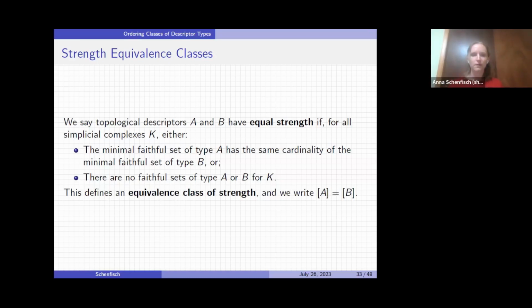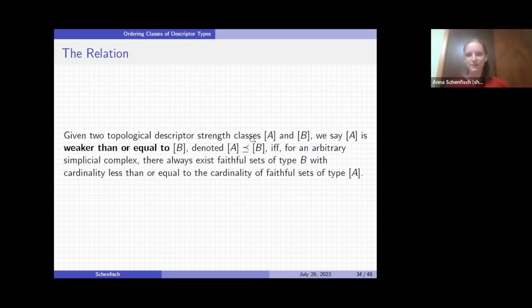All right. Okay, so our goal is to order strength equivalence classes. I'm sorry, this is kind of a lot to read. But suppose we have two equivalence classes and we want to think about ordering them. We say that A is weaker than or equal to B using this notation if, when I give you a simplicial complex and ask you about faithful sets, you can always find a faithful set of type B that is equal to or smaller than the faithful set of type A. So there always exist faithful sets of type B with cardinality less than or equal to the cardinality of faithful sets of type A. So A is somehow less efficient than B. It's kind of a weird reversing of direction that's going on, right? It takes fewer of type B, so we see that B is stronger. Okay.